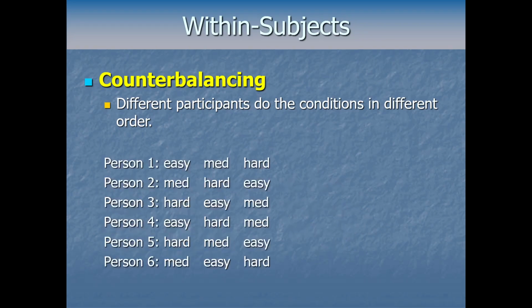Now, when you get into more than just two conditions, like let's say you have everyone do an easy condition, a medium condition, and a hard condition, right? They take turns doing these 3 different tasks. Then you have to make sure all the possible orderings are balanced out in some way.